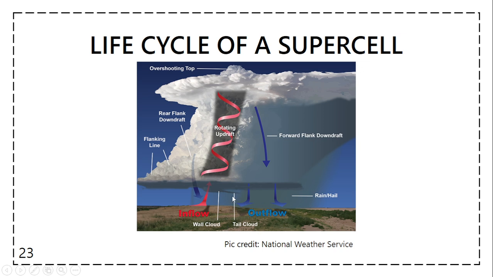Tail cloud, that's what you get from the edge of it. Rain and hail, you really can't see anything when you're driving in the outflow. Forward flank downdraft, this is the downdraft causing the outflow. Flanking line, this is the line of cumulus cloud. Rear flank downdraft, I can't really explain this because I don't have a deep understanding of it. But overshooting top is really common within these thunderstorms. So supercell, if you don't understand this, very simple: rotating updraft, that's all you need to know to spot a supercell.